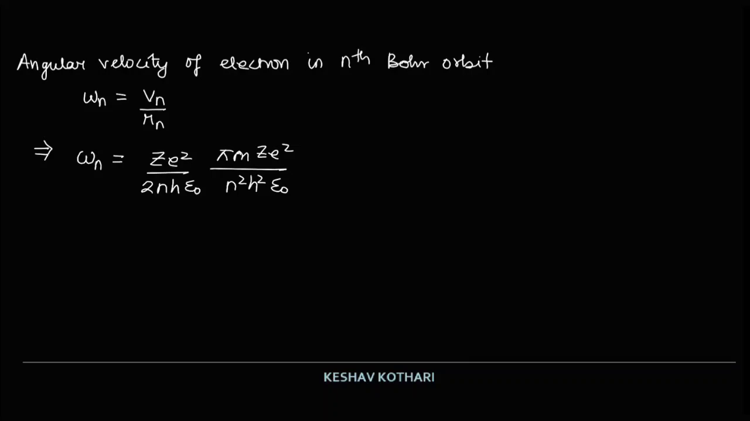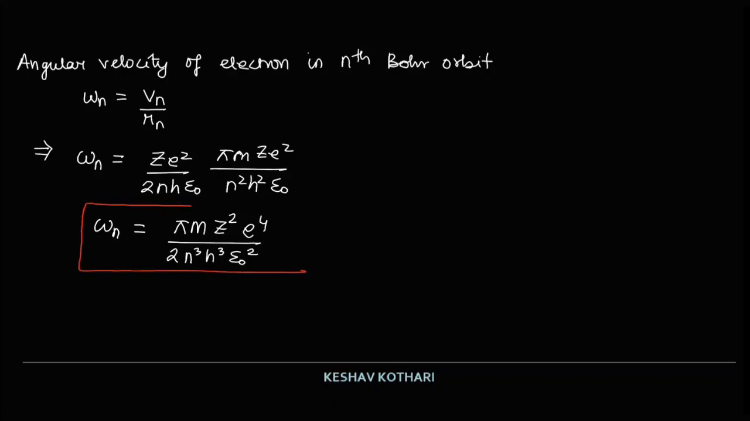So omega n is turning out to be, from above, pi m z square e to the power 4 upon twice of n cube h cube epsilon naught square. So we are getting an expression like this for the angular velocity of the electron in the nth Bohr orbit.